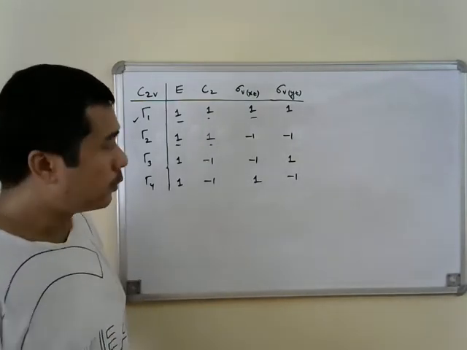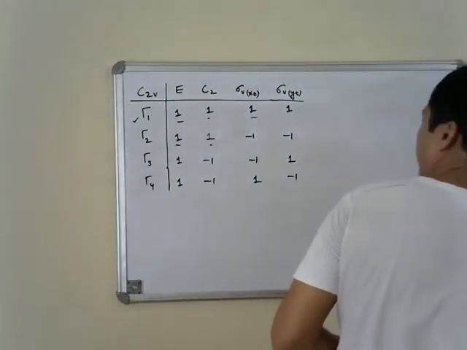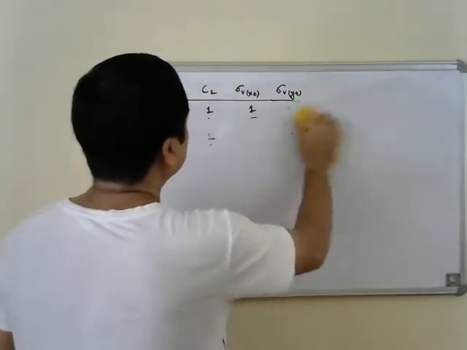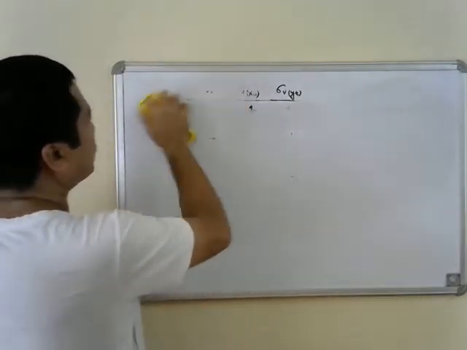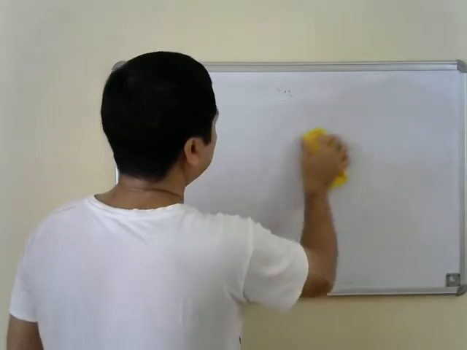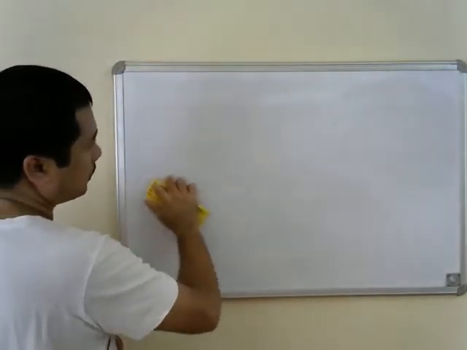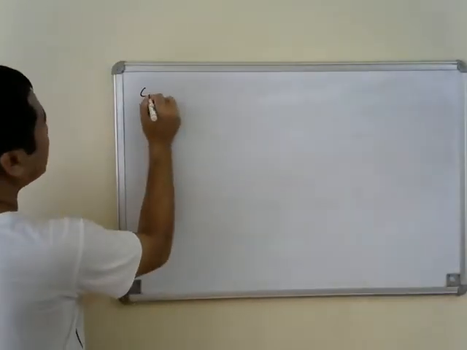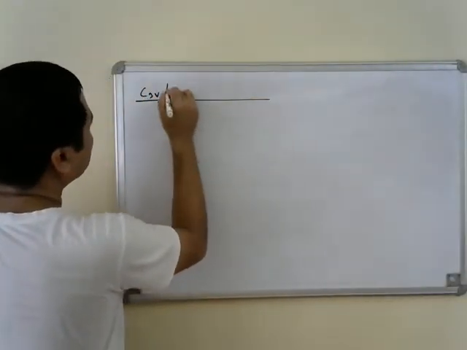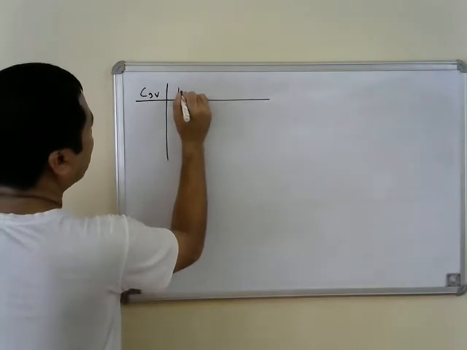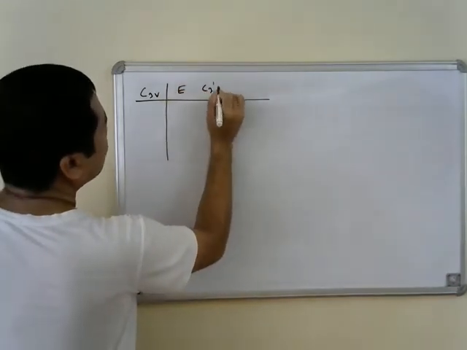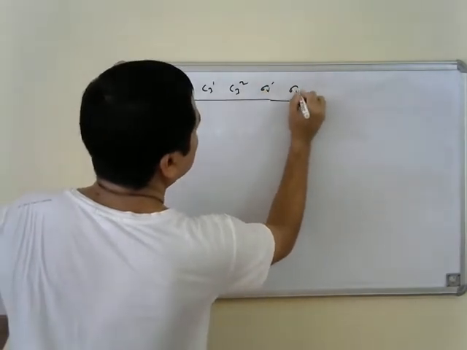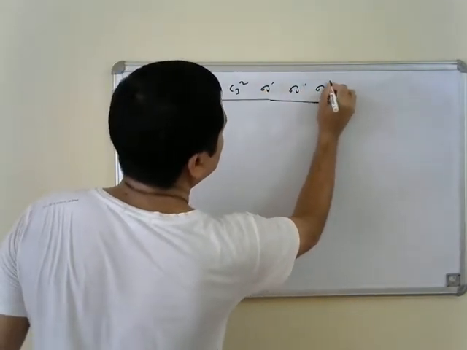So next we will do the same exercise for the C3V point group, and we'll see if we can find out the characters of different irreducible representations of the C3V point group. So let us quickly recollect that in case of the C3V point group, there are 6 symmetry operations. That is the identity operation, C3 1, C3 2, sigma v dash, sigma v double dash, and sigma v triple dash.